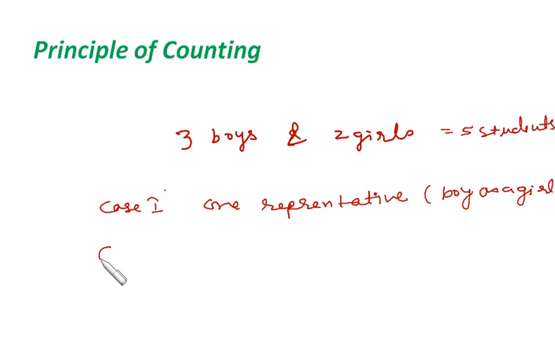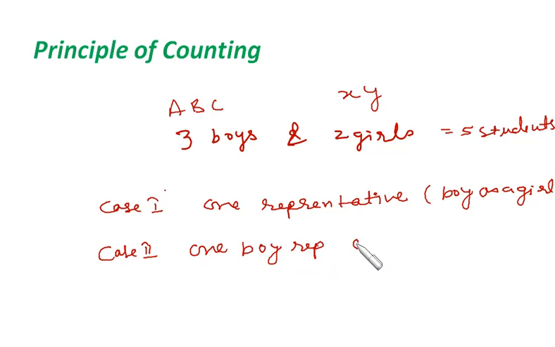Now I take another case. Suppose these three boys are maybe A, B, C, and these two girls are maybe X, Y. Now the next case is I have to choose one boy representative and one girl representative, right? Now how many combinations of the students will I get? See, in the earlier case I was choosing just one. Now I am choosing two, right? Now there will be combinations of the girls and boys, right? So what are these combinations?